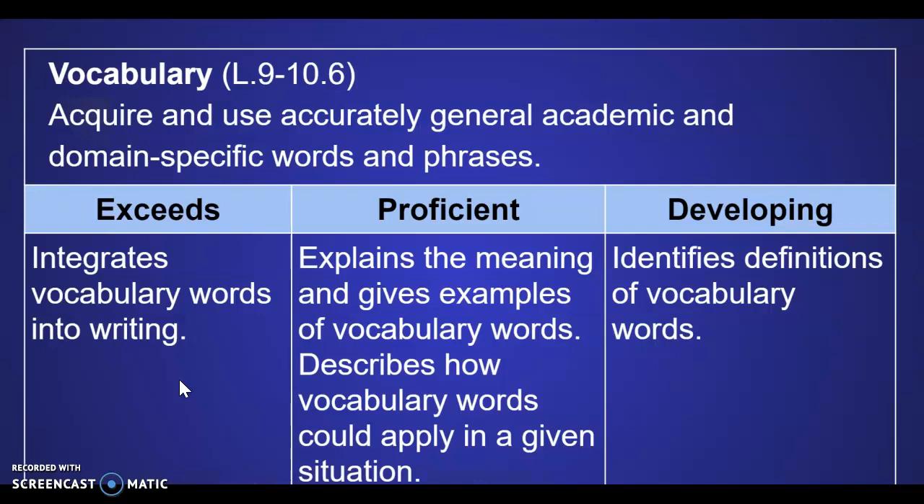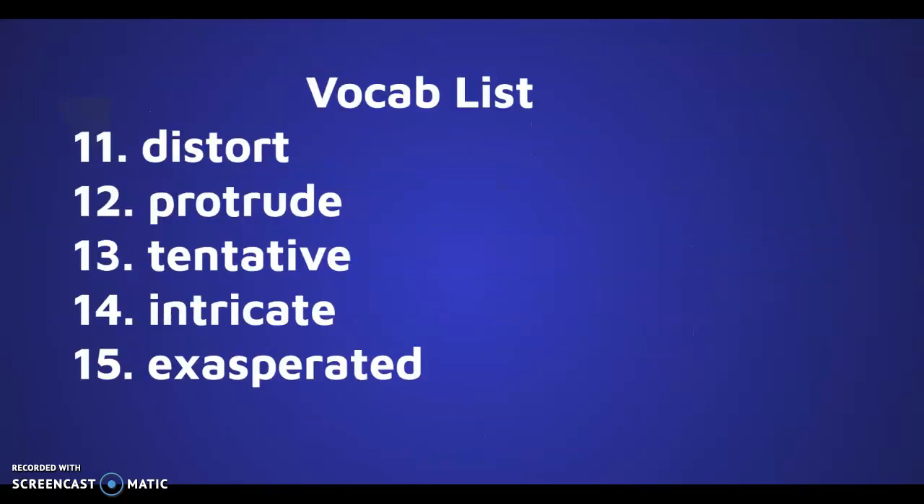So our standard is to acquire and use accurately general academic and domain-specific words and phrases. So basically what that means is we need to learn the definition of some vocabulary words, understand the meaning and be able to give examples of how they are used, and then use those words in writing. So this is a list of words for this week.